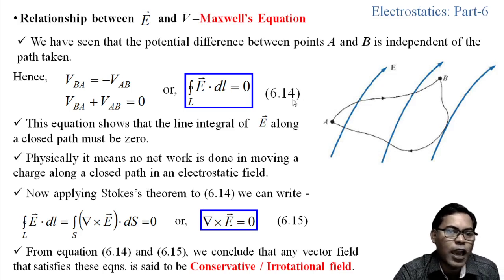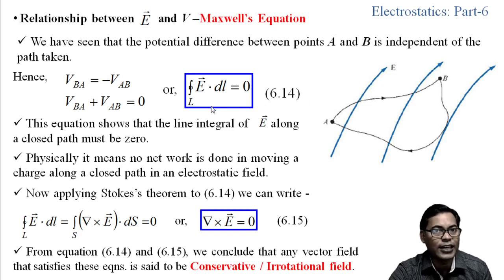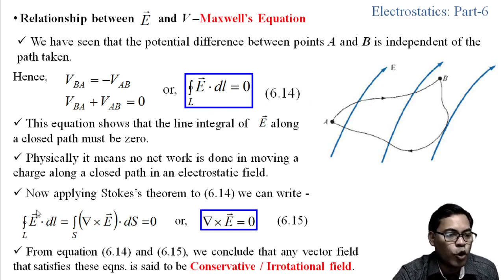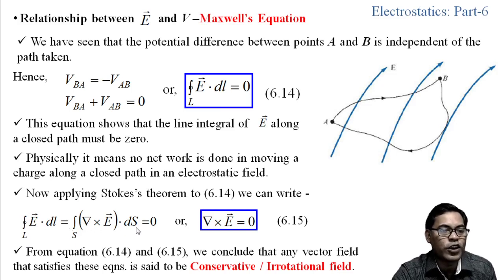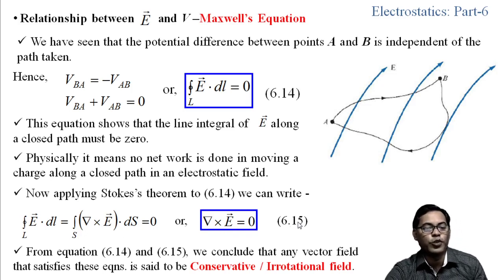Now, if we apply the Stokes theorem to equation 6.14, then what will we get? We know from the Stokes theorem the relationship between the line integral and the surface integral. So the closed line integral of E dot dl equals the open surface integral of del cross E dot ds, which equals 0. So from this equation, del cross E will be equal to 0. So equation 6.15 we got.